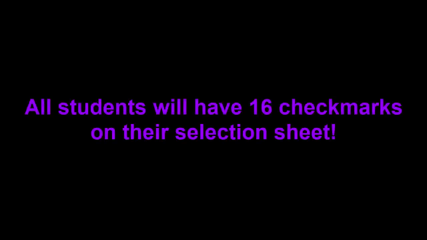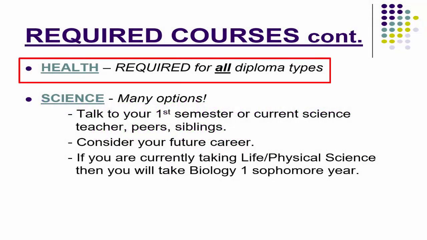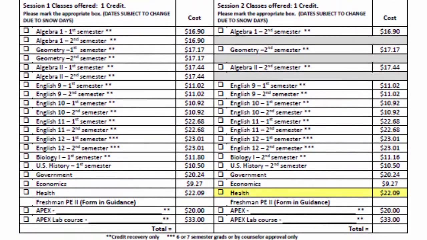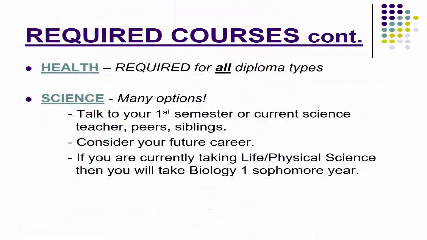Again, all students, whether attending periods 0 through 6, or 1 through 7, or 0 through 7, will have 16 check marks just like a year ago. The next required course is health. You will take this sophomore year or the summer before your sophomore year. If you want to take it in summer school, fill out the summer school form. If you complete a summer school form, do not select health on your course selection sheet.